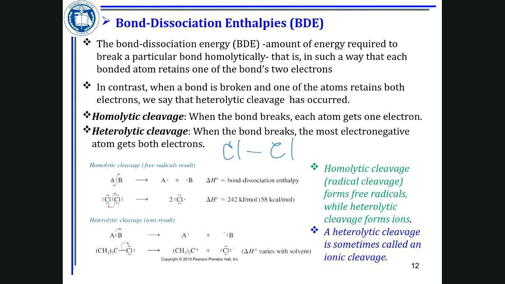Let's say you have a chlorine with one single electron, which is very unstable, and another chlorine with one single electron that is very unstable. When these two form a bond, it is going to make them more stable. So you get the chlorine-chlorine bond. When you get the molecule of chlorine, it is going to be stable. What does stable mean? Stability means that it's going to have lower internal energy.